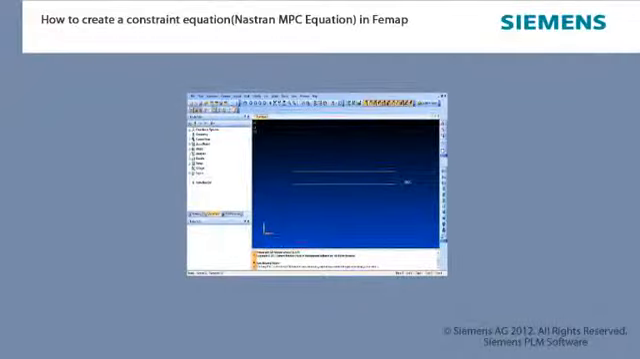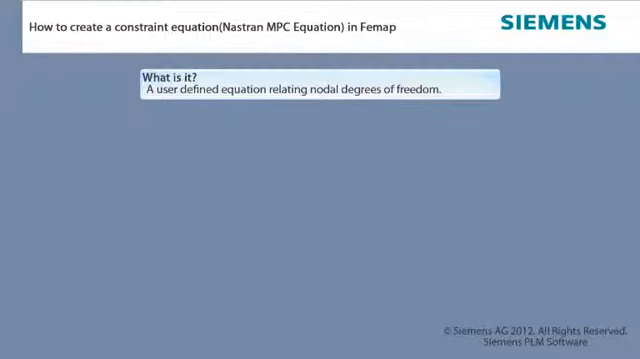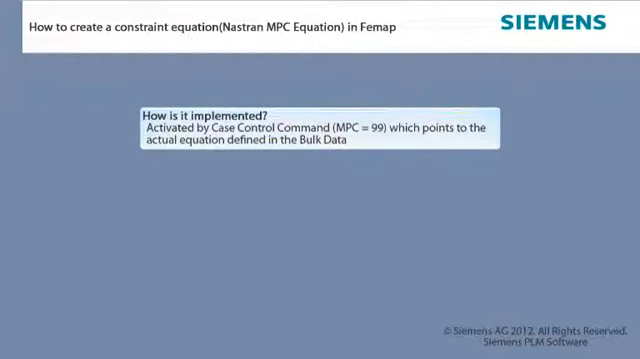This video will demonstrate how to create a constraint equation, also known as a Nastran MPC equation, in Femap. What is it? A user-defined equation relating nodal degrees of freedom. How is it implemented? It is activated by a case control command, which points to the actual equation defined in the bulk data.